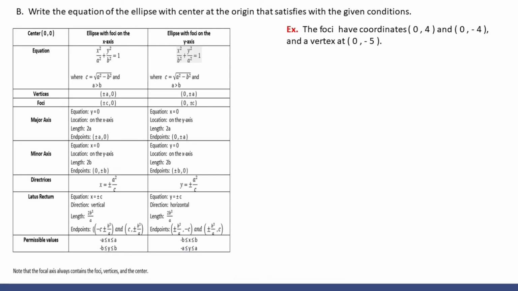Our next task is to write the equation of the ellipse with center at the origin that satisfies the given conditions. So ngayon naman, ibibigay natin ang equation of the ellipse given ang characteristics of the ellipse. Example, the foci have coordinates 0, 4 and 0, negative 4 and a vertex at 0, negative 5. So dahil ang center ay origin, again, ang pattern natin ay ellipse with foci on the x-axis or ellipse with foci on the y-axis. Paano natin ito ma-identify?